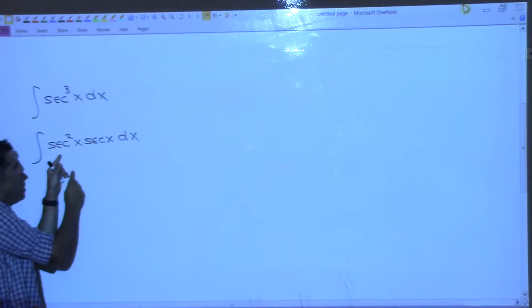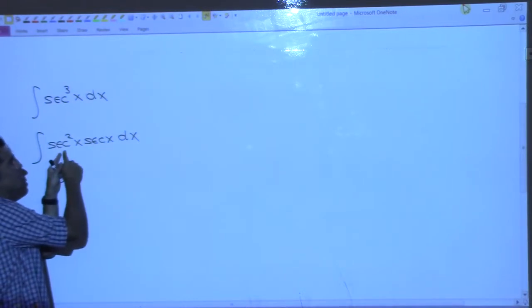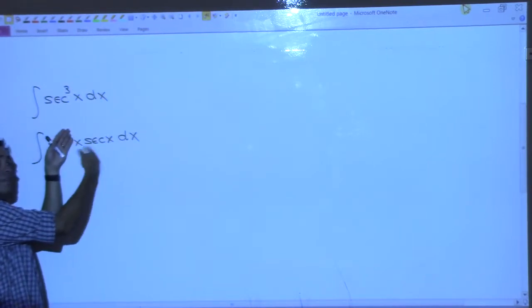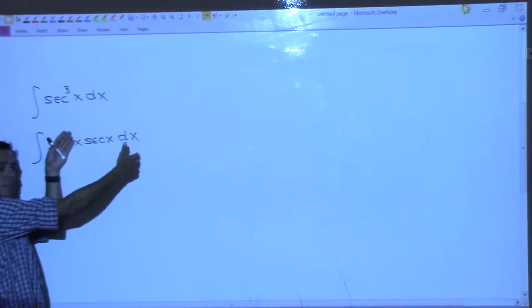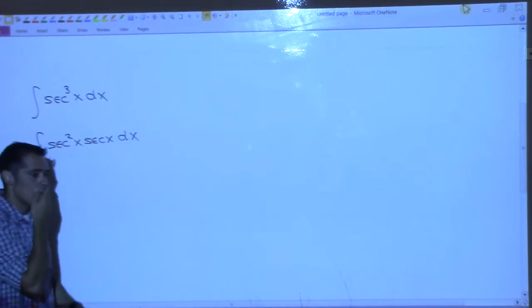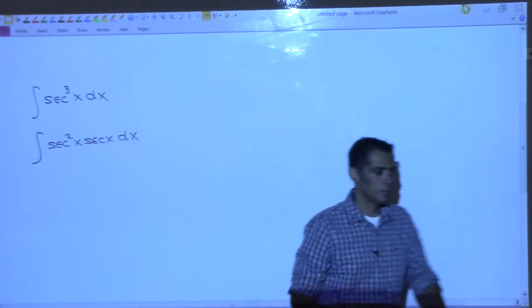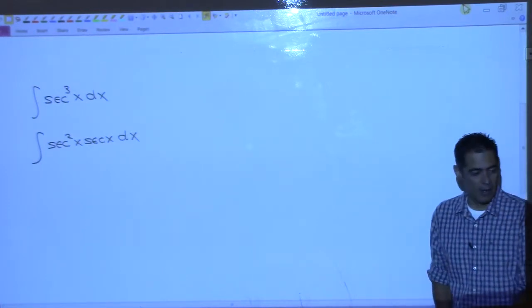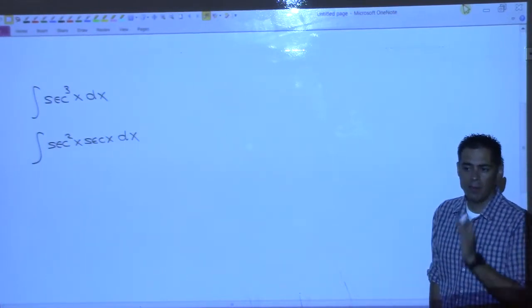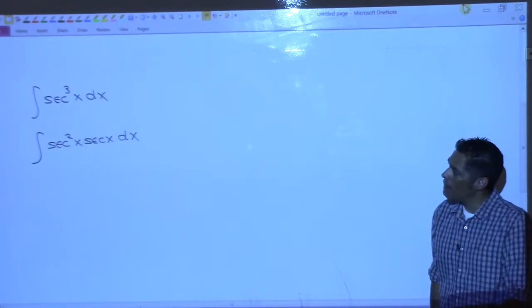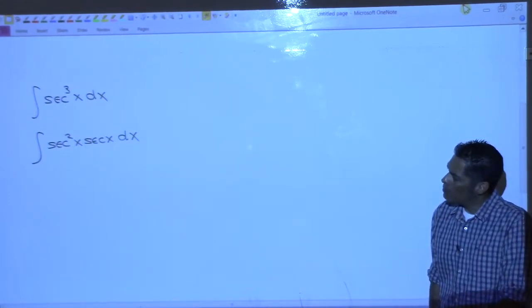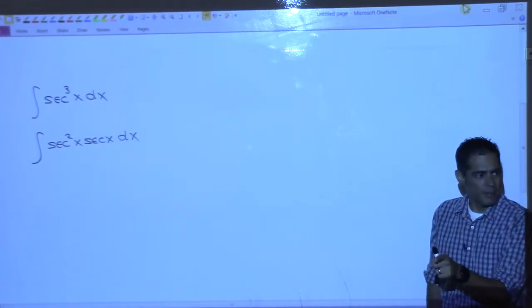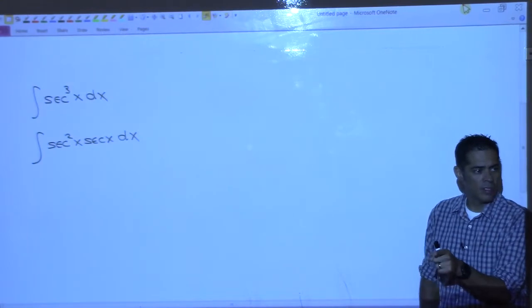So if u is secant x, what's the derivative of secant x? Secant x tangent x, which we don't have, right? We have a secant x, we don't have a tangent x. The antiderivative of secant, yeah. Okay, something else? Can you separate the tangent after you rewrite it? You could go tangent times tangent, yes. But you'd still have plus 1.